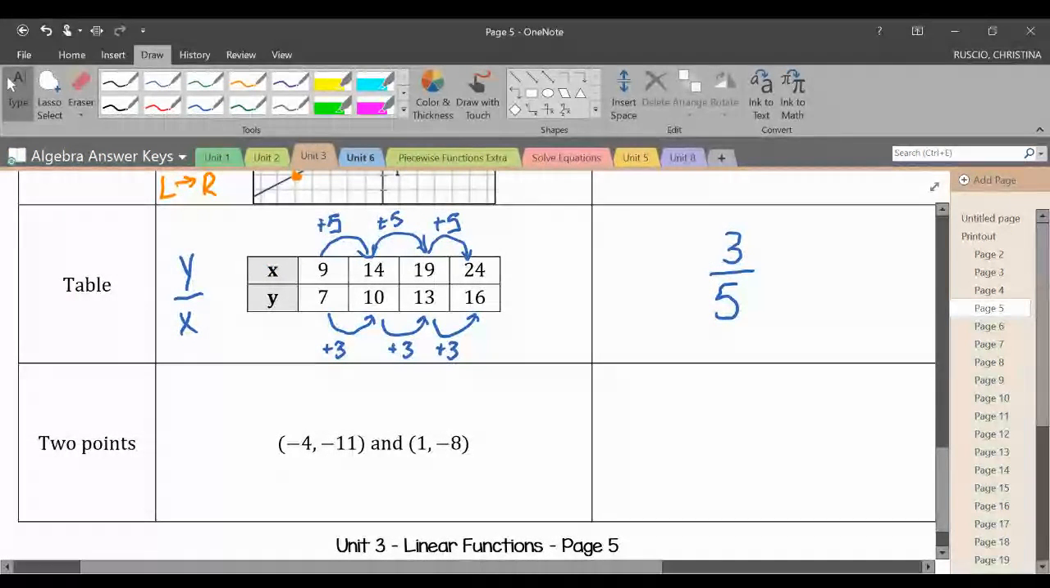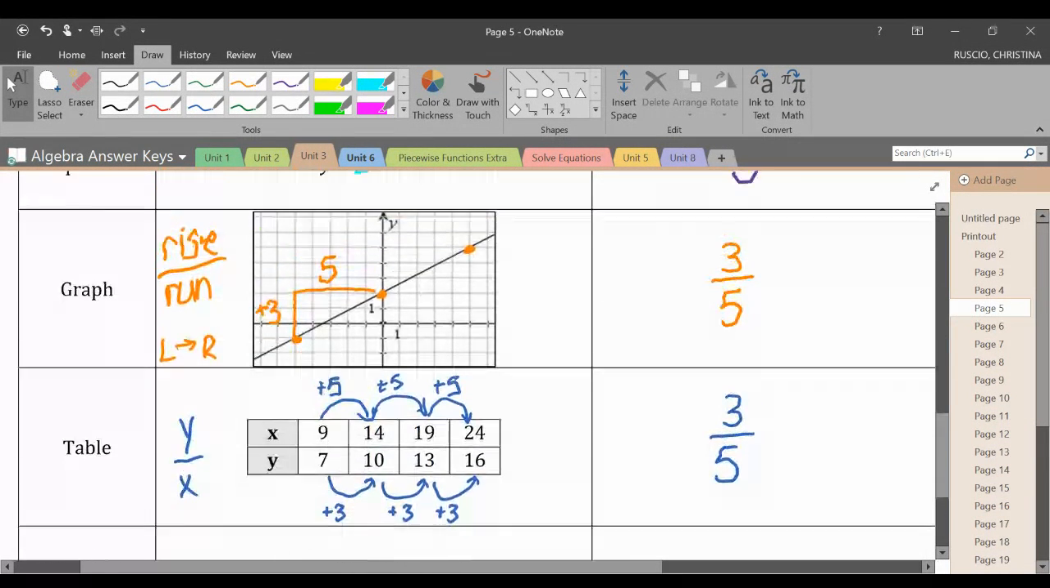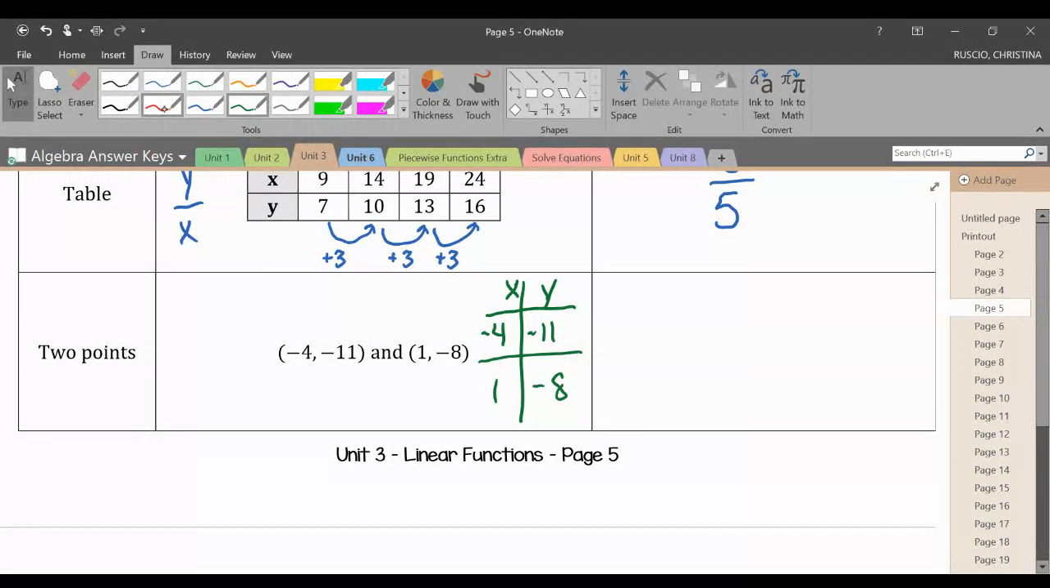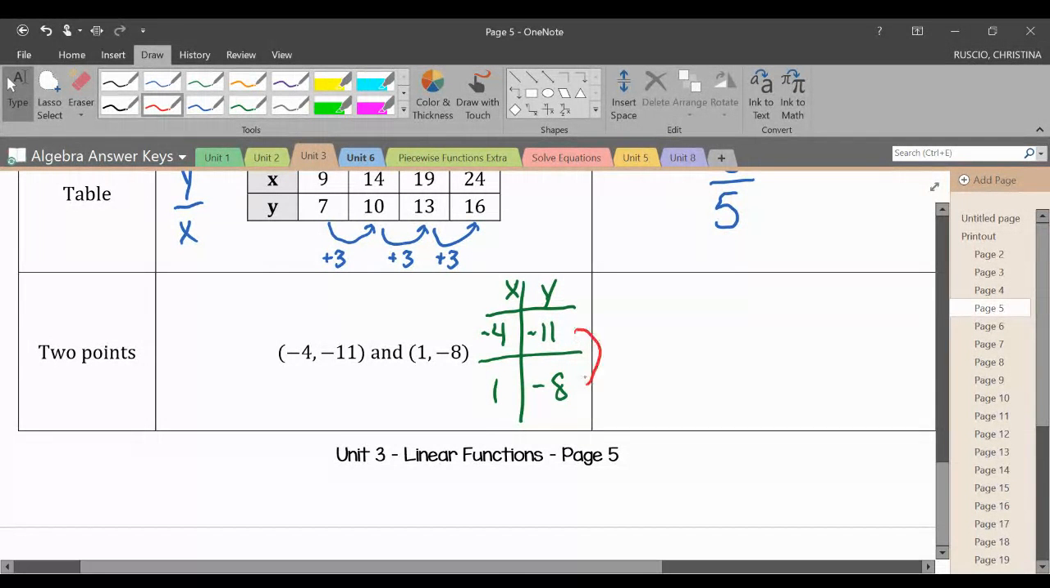Okay, now our last piece is between 2 points, which we are very used to doing already. We did this already in Unit 2 when we did average rate of change. We are going to set it up exactly the same way. So I'm going to make an x and y table, and I'm going to put the 2 points in, -4, -11, and 1, -8. What we're going to do is find the change in the y.